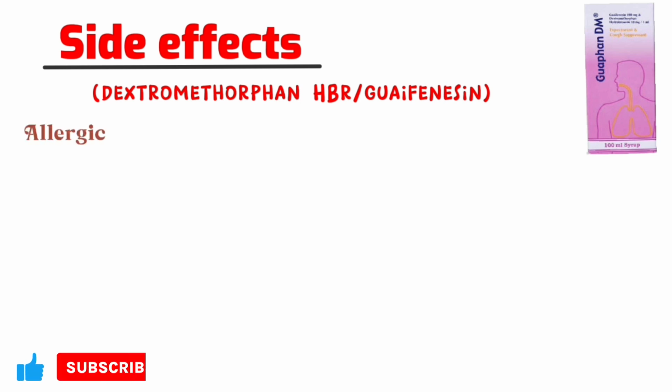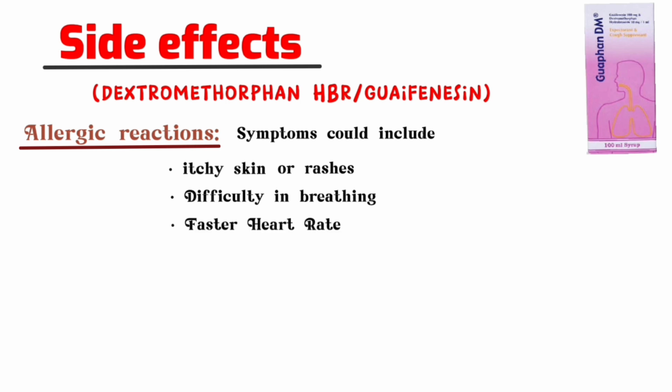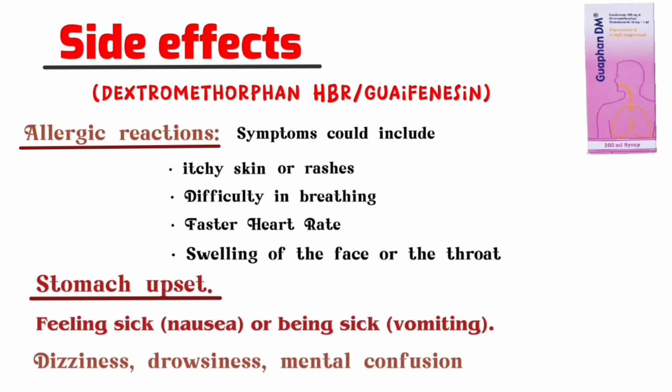Number 1. Allergic reactions. Symptoms could include itchy skin or rashes, difficulty in breathing, faster heart rate, swelling of the face or the throat. Other common side effects of Guaphan DM Syrup include stomach upset, feeling sick, nausea or being sick, vomiting, dizziness, drowsiness, mental confusion.